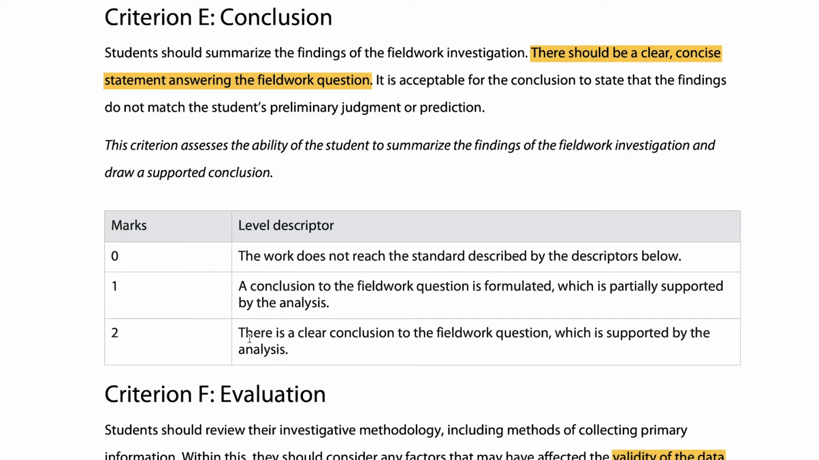They put it right there and they put it here again. There's a clear conclusion which is supported by the analysis. So notice how the difference between getting a 1 and a 2 is that your conclusion is partially supported or fully supported by the analysis. So you want to make sure that, for example, if you have 3 hypotheses, you put 3 small paragraphs and a final line. In the first small paragraph saying, for hypothesis 1, it was found that these results, blah, blah, blah, and the data match with the hypothesis, hence hypothesis 1 was proven correct. But always make sure that you actually put data inside. Don't just say, it was found that was correct.